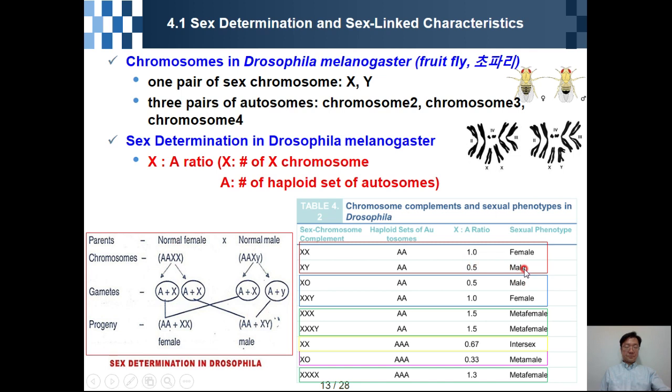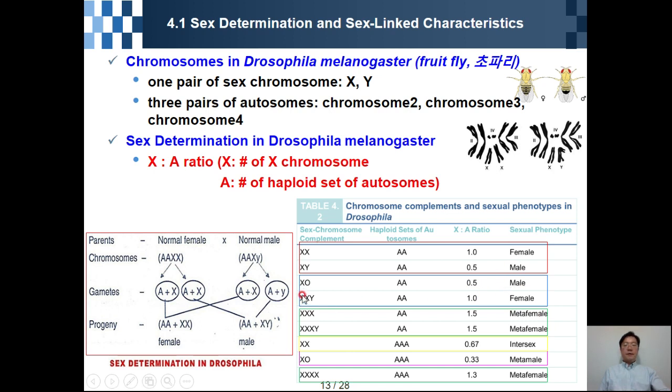Okay. How about in these cases? The sex chromosome is, instead of XX, XO. XO means they only have one X chromosome. And the haploid set of the autosome is A and A. In this case the ratio is also 1 over 2, which means 0.5, it will make the male.